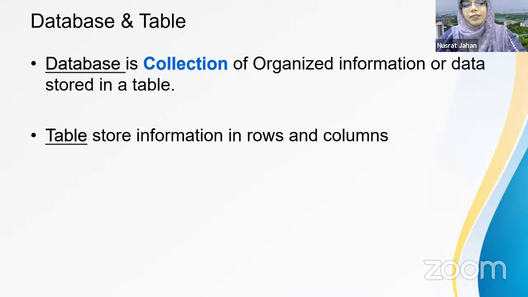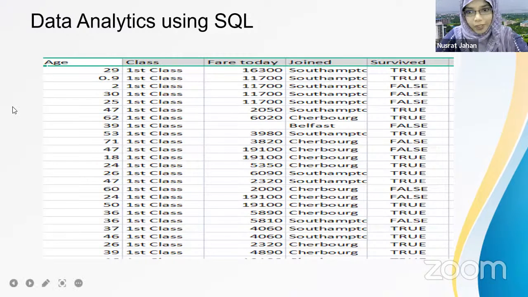So here are some definitions of database. A database, as we already said, is a collection of organized information or data stored in tables. And a table stores information in rows and columns. We will use a data set for our data analytics. This is our table. This is the Titanic data set. Most of us already know about the Titanic data set, right? It is easy to explain, so I chose this data set.